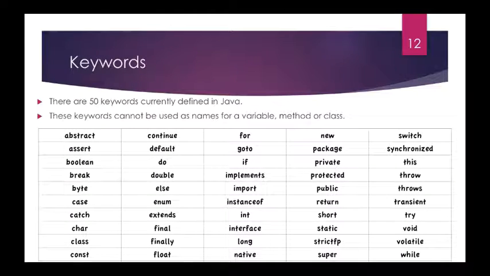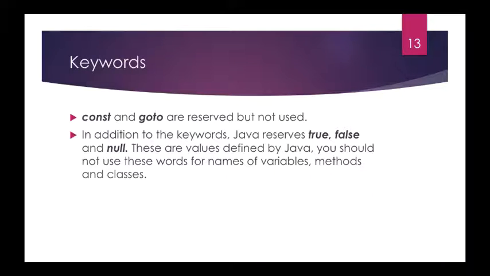Keywords. There are about 50 keywords currently defined in Java. These keywords cannot be used as names for a variable, method, or class. Here are a few which have been listed, like abstract, assert, boolean, int, implements, extends, public, private, so on and so forth. Continuing with keywords, const and goto are reserved but not used. In addition to the keywords, Java reserves true, false, and null. These are the values defined by Java. You should not use these words for names of variables, methods, and classes.